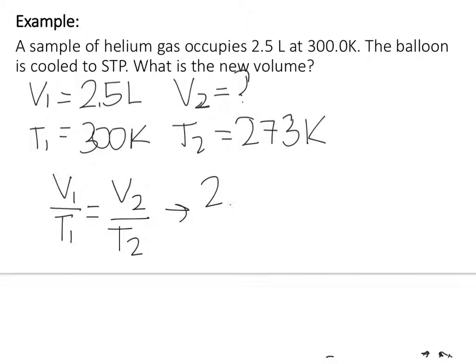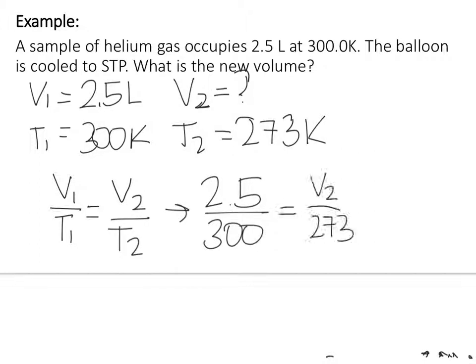2.5 over 300 is equal to V2 over 273. Okay, you're going to be doing some cross multiplying. Final answer will be 2.28 liters. So we are decreasing our temperature by a little bit, so our volume should also decrease a little bit. So there you go. That's Charles' law.